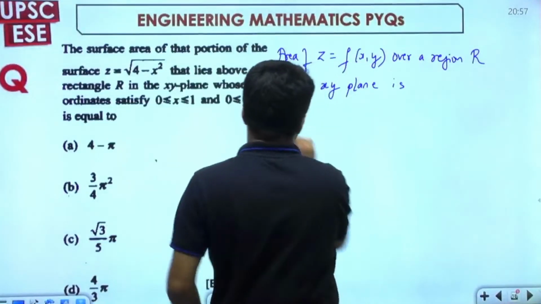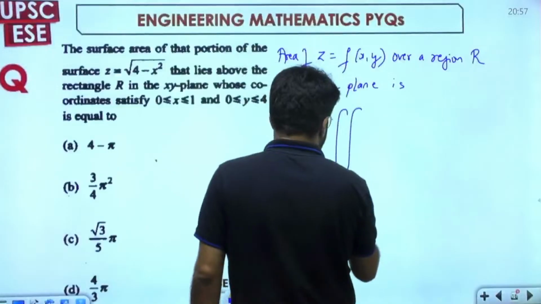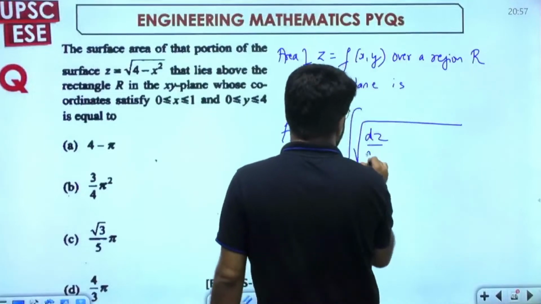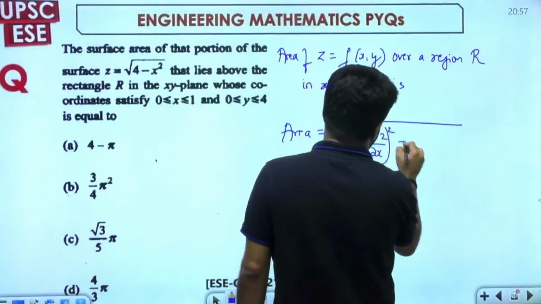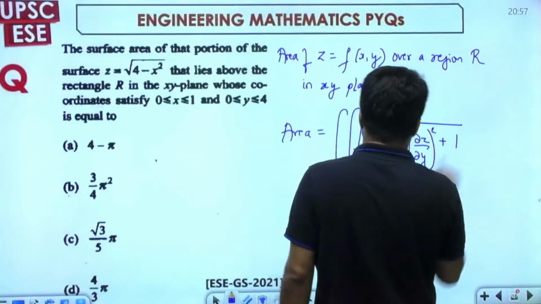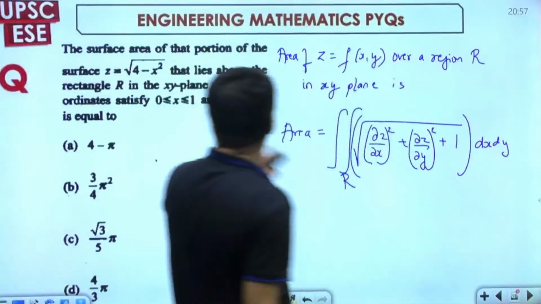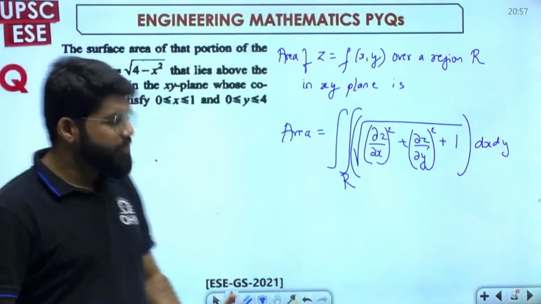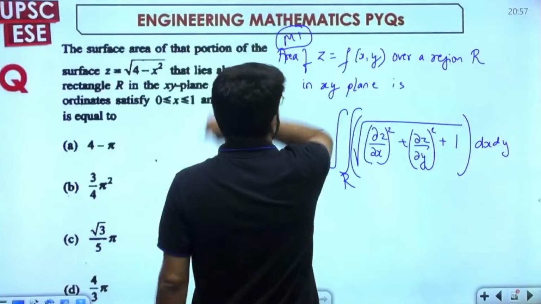the double integral over that given region R of under root of del z by del x whole square plus del z by del y whole square plus 1, dx dy, where the limits are decided as per the given region. Here it is a rectangle, so the limits are simple, 0 to 1, 0 to 4. Okay, this is method number 1. Now you can solve this integral.